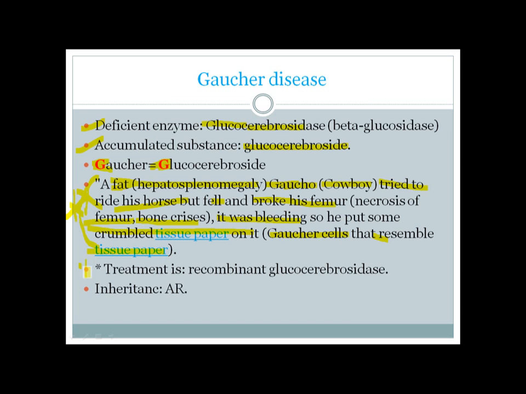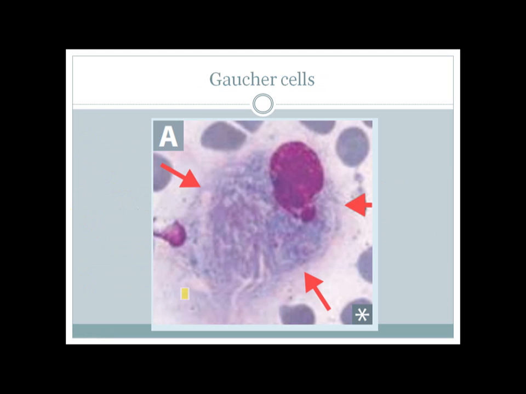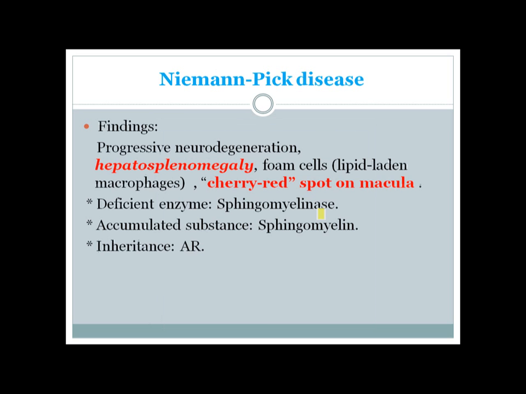So you can treat patients of Gaucher disease with recombinant glucocerebrosidase, and like most other lysosomal storage diseases, it has an autosomal recessive inheritance pattern. So here you can see the liver biopsy specimen showing you the Gaucher cell, which are crumbled tissue paper like. Actually those are lipid-laden macrophages.